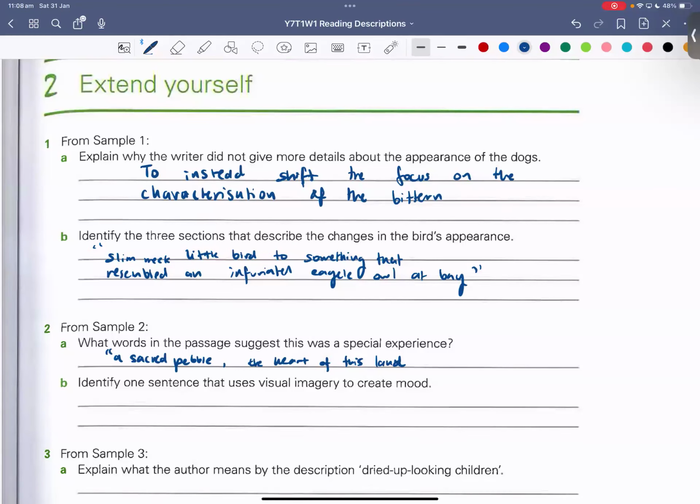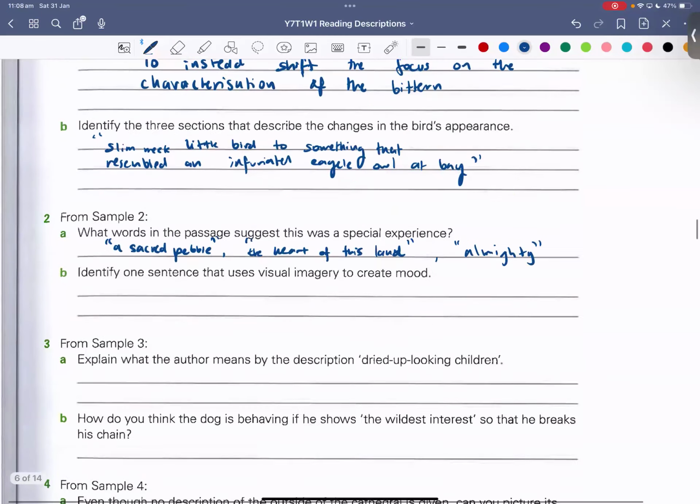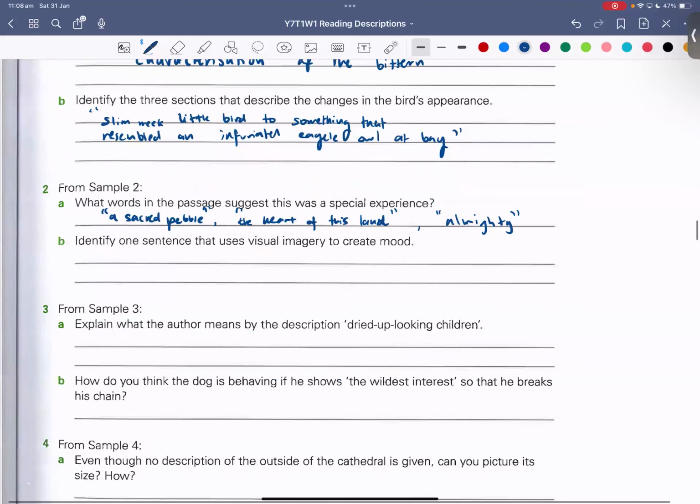Yes? Pebble, one single piece of sandstone formed millennia ago when the sediments stayed down before any human life was on the island. Yes, I'll use the word almighty just because we're running out of space. But yes, that sentence also works really well. Identify one sentence that uses visual imagery to create mood.